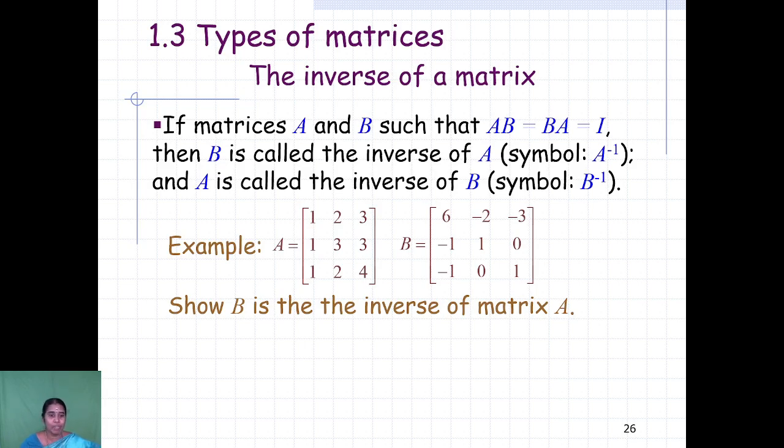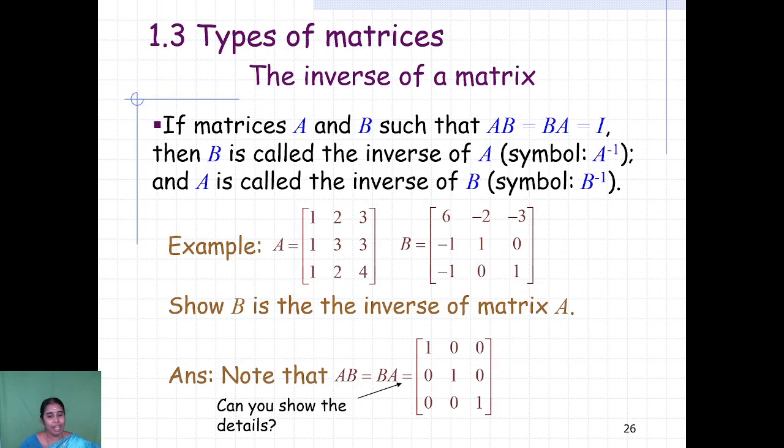Let us show this by an example. Example 1, A is equal to this matrix, and B is equal to this matrix. Then we have to show that B is the inverse of matrix A. We know that AB is equal to BA is equal to I.